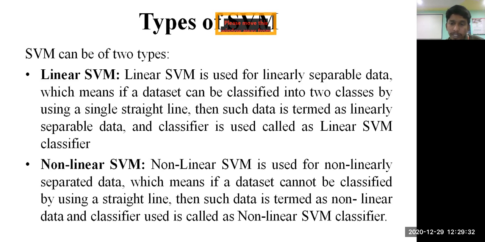Non-linear SVM is used for non-linearly separated data, which means if a dataset cannot be classified by using a straight line, then such data is termed non-linear data, and the classifier used is called a non-linear SVM classifier. Everybody needs to understand these two important classifications. It is termed linear SVM because it can be separated by a linear line. If it cannot be separated by a linear line, it is non-linear SVM.